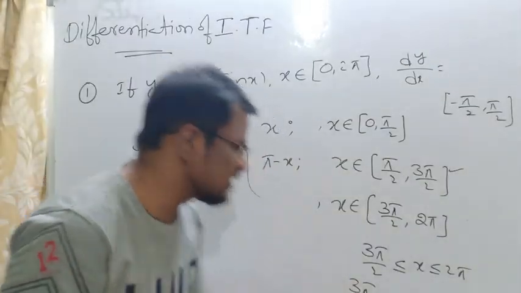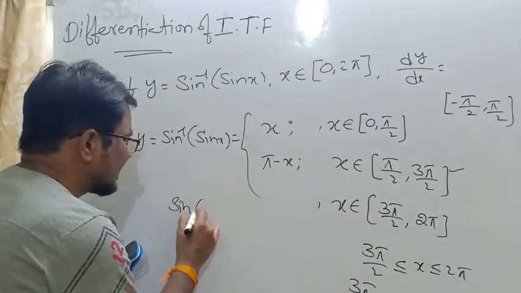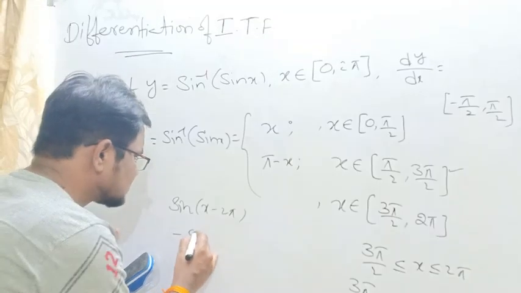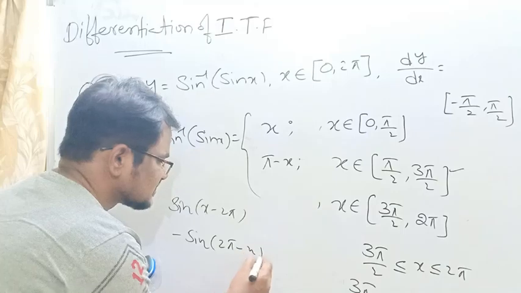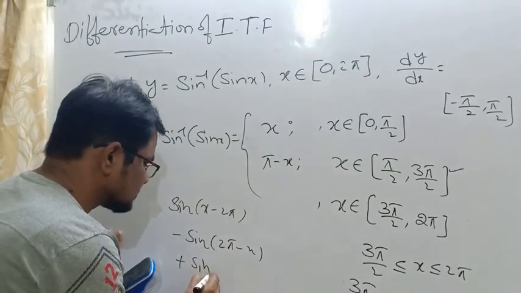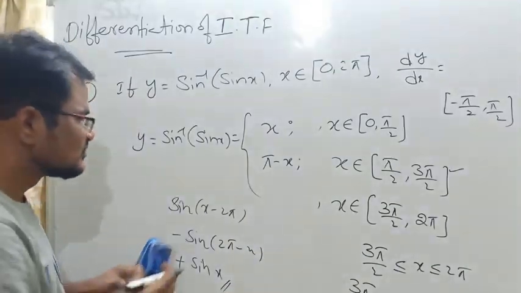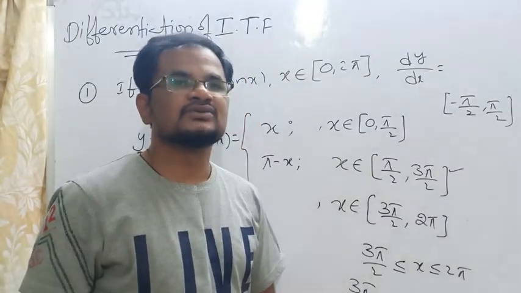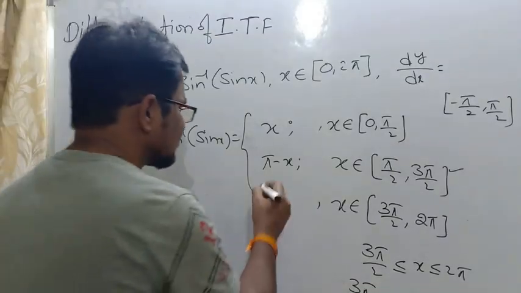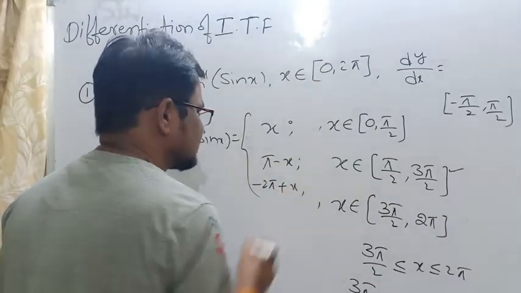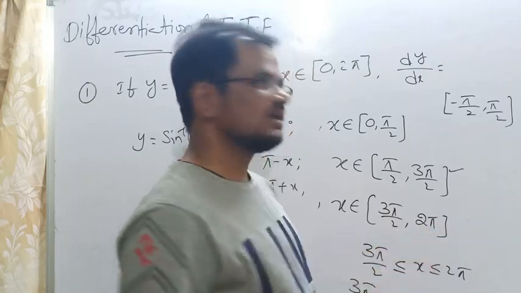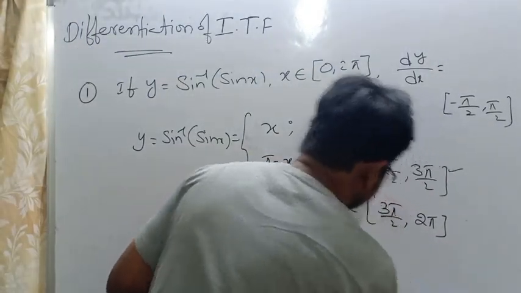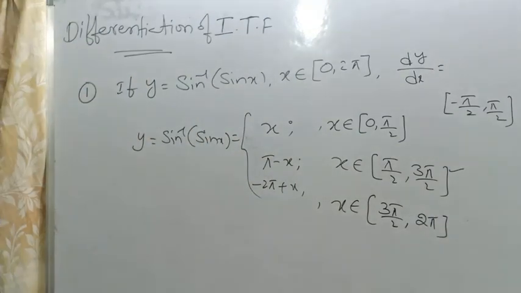If you replace x by x minus 2 pi, sin of x minus 2 pi, in the fourth quadrant, again gives plus sin x. So you can replace x by x minus 2 pi. So we have to take minus 2 pi plus x when x belongs to 3 pi by 2 to 2 pi. Now we have to do the differentiation.